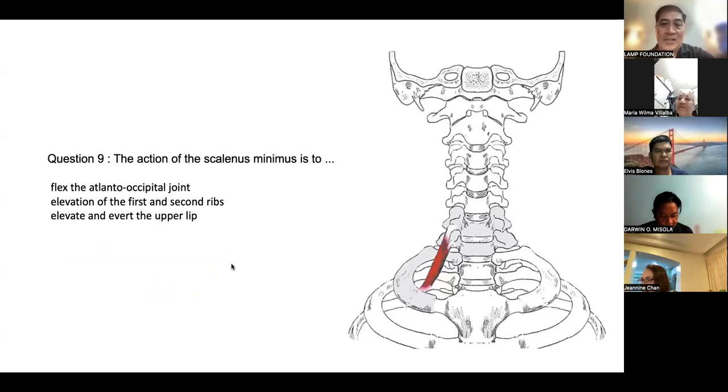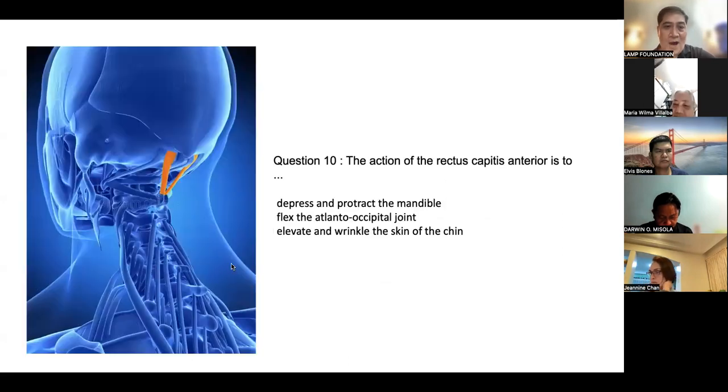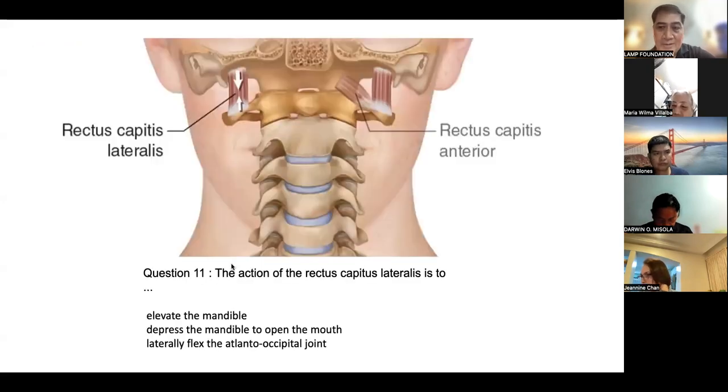Okay. Action of the scalenus minimus is elevation of the first and second ribs. Wow, no mistakes yet. I'm so happy. Action of the rectus capitis anterior. Flex the atlanto-occipital joint. Good. Action of the rectus capitis lateralis. Laterally flex the atlanto-occipital joint.